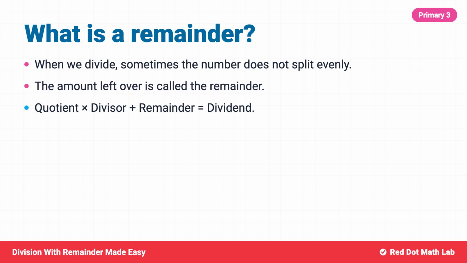Now, here is a very important rule to remember. Quotient times divisor plus remainder equals the dividend. We will use this rule later to check our answer. Do you see? Keep this rule in your mind.